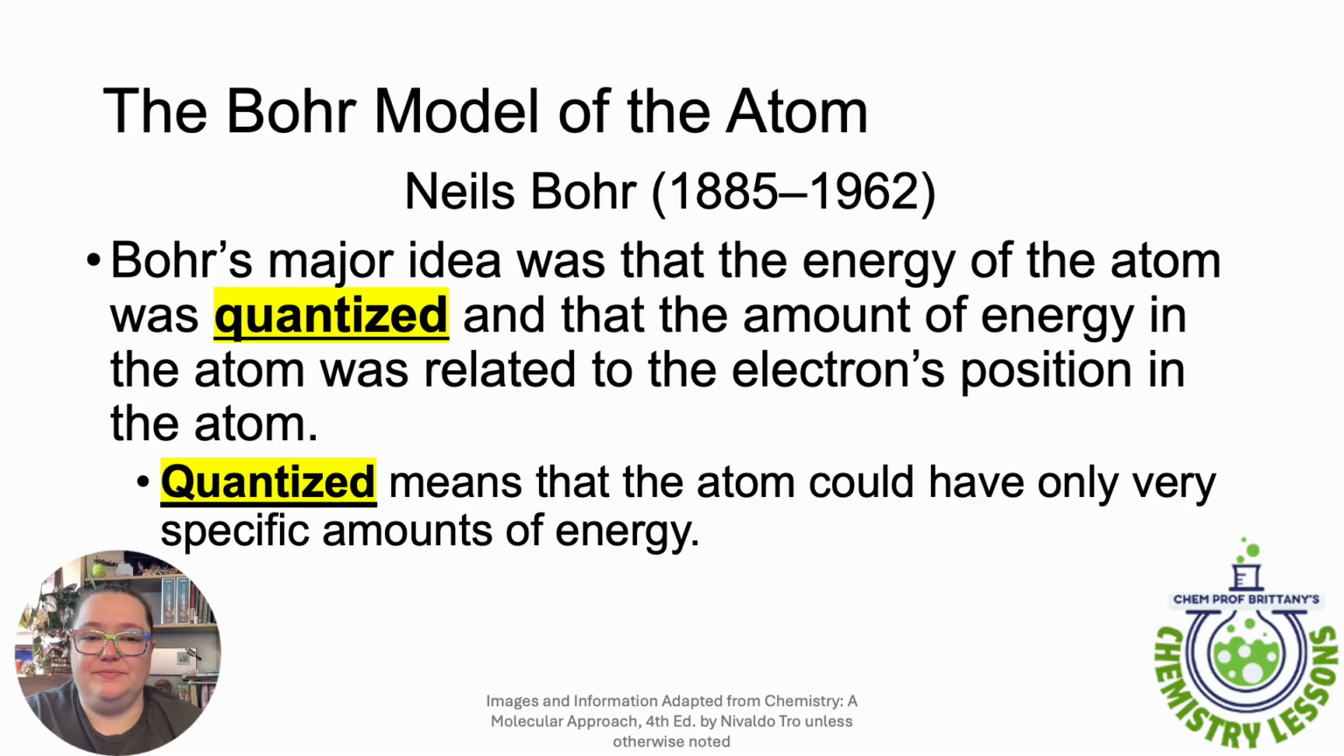So Bohr's idea was that the energy of the atom is quantized, and the amount of energy in the atom was related to the positions of the electrons within the atom. Just remember that Einstein coined that term quanta back in the first slide that we talked about. It's this idea that we have a specific amount of energy, and so the atom can only have that very specific amount of energy.